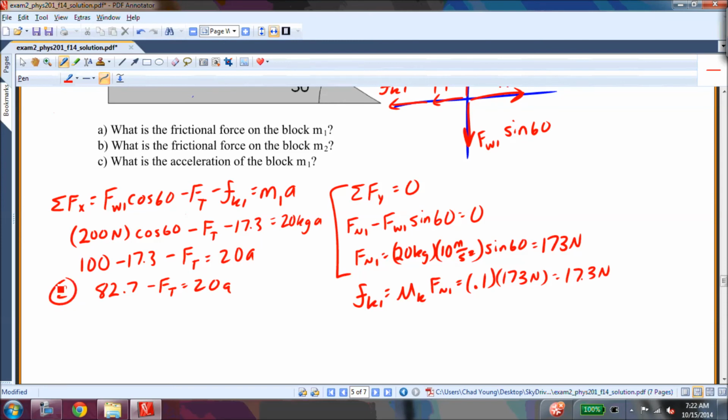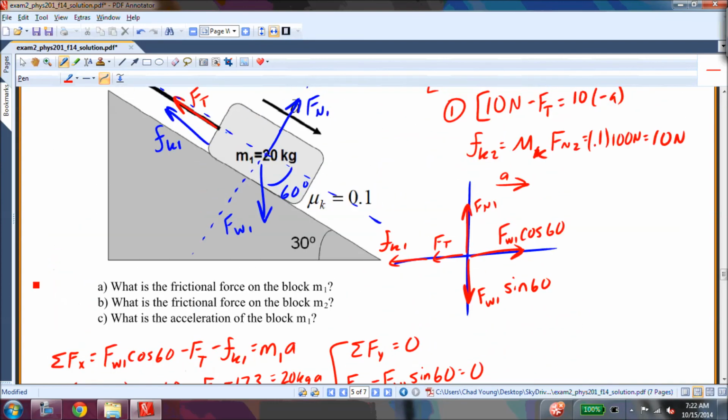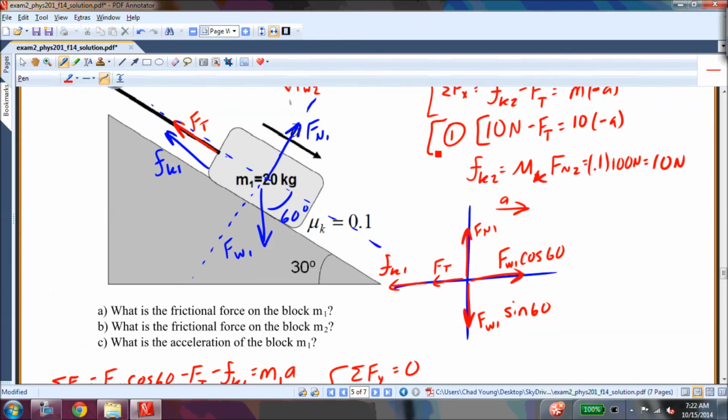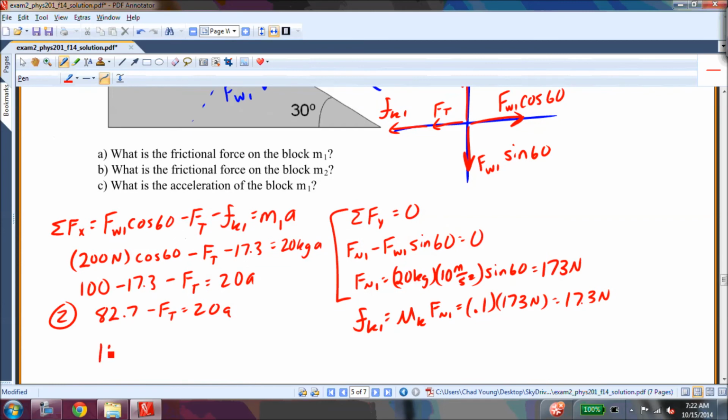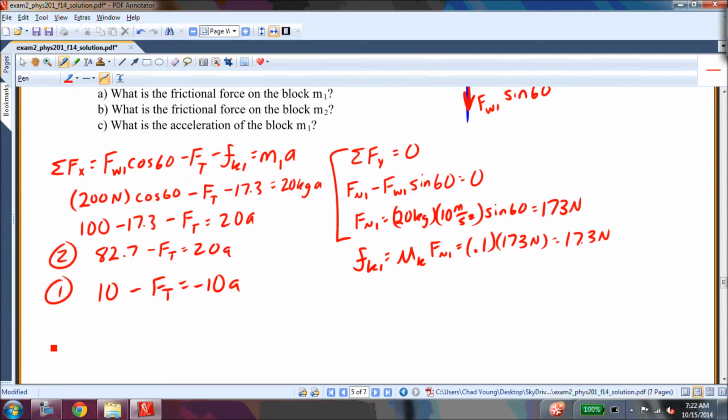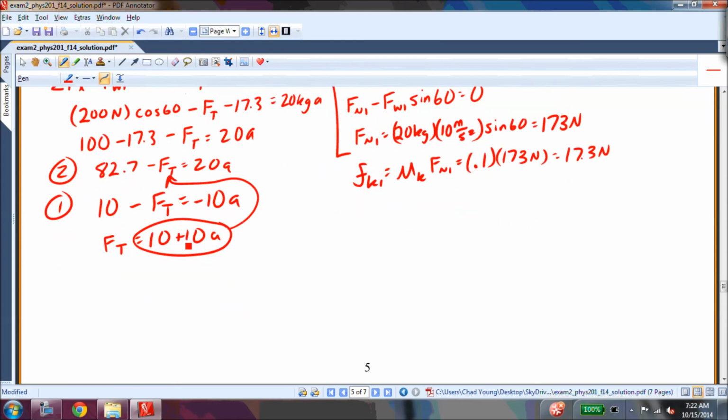Okay, now I'm going to take equation 1. I'll rewrite it down here. I have 10 minus Ft equals negative 10a. I have two equations here. I'm going to solve this one right here for Ft. So I get Ft equals 10 plus 10a. I'm going to take this and I will plug it in up here. And so I get 82.7 minus 10 minus 10a equals 20a.